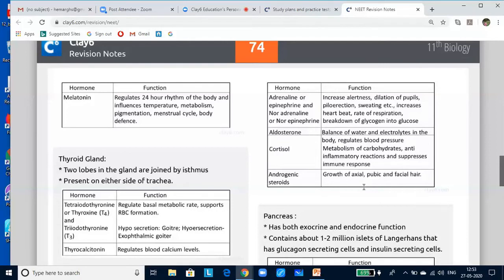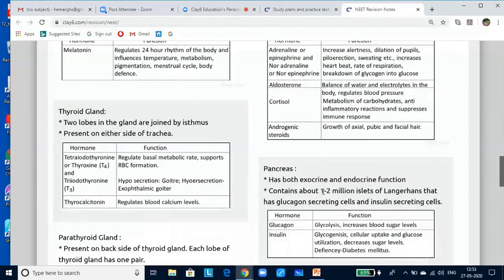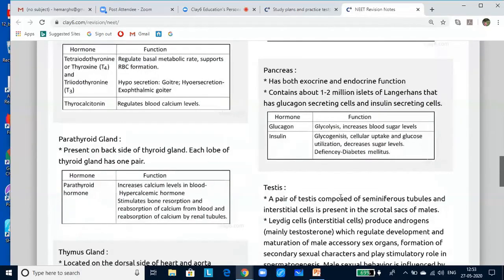Whenever people are undergoing transplantations, then they want to suppress the immune response. At that time, these cortisols, which are nothing but steroidal hormones, are given to the patients. Now, androgenic steroids control the growth of axial, pubic and facial hair. Now next let us look at the pancreas.